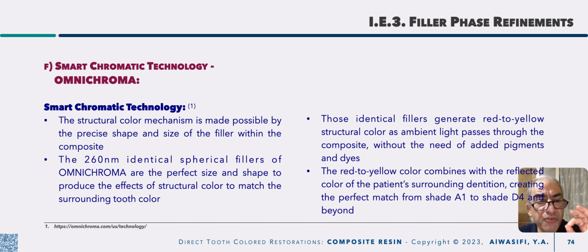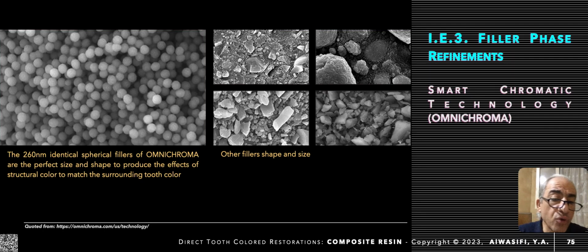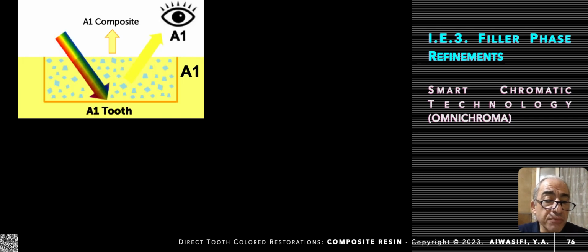They get identical spherical fillers of perfect size and shape, adjusted to be of 260 nanometer diameter, and they could generate the red to blue light spectrum or color spectrum to match any tooth, regardless of which color it is. This is the ultrastructure of 260 nanometer identical spherical particles of Omnichroma. And this is the other filler shapes of any composite you could imagine. This is a schematic illustration.